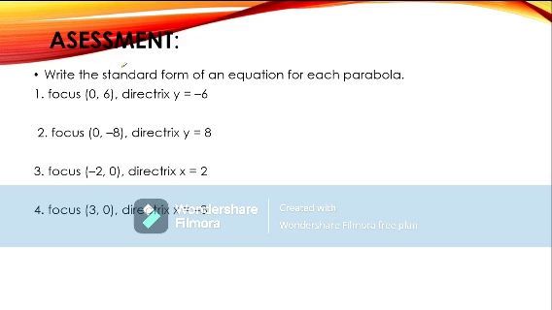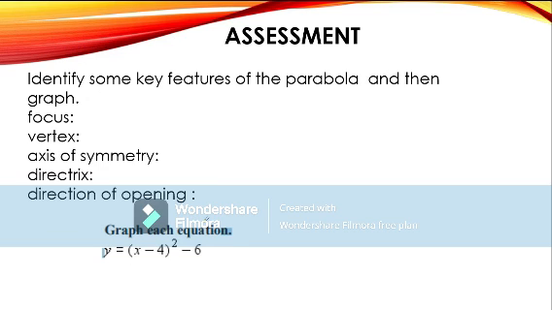Write the standard form of an equation for each parabola. Number 1, focus is (0, 6), directrix is y is equal to negative 6. Number 2, focus is (0, negative 8), directrix is y is equal to 8. Number 3, focus is (negative 2, 0), directrix is x is equal to 2. Then 4, focus is (3, 0), directrix is x equals negative 3.